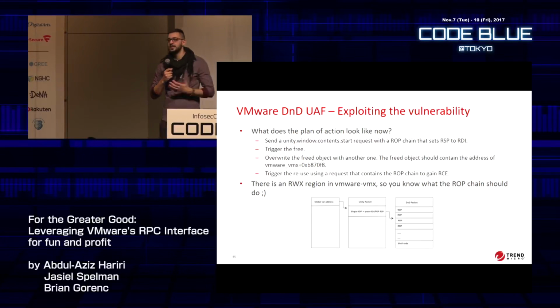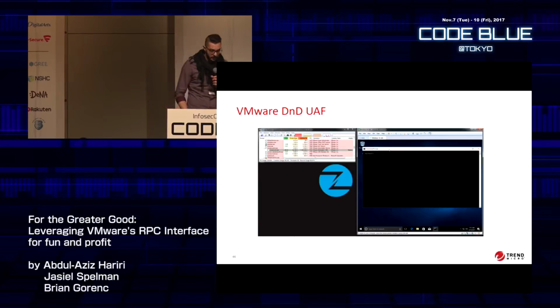In order to make things easier, I think as of version 12.5.7, I did not check on the recent version, VMware contains an RWX region. So basically, all you have to do is call memcpy to copy your payload into that region, and then return to it. It's game over. I think that's basically it. So let me show you a demo of how it works.